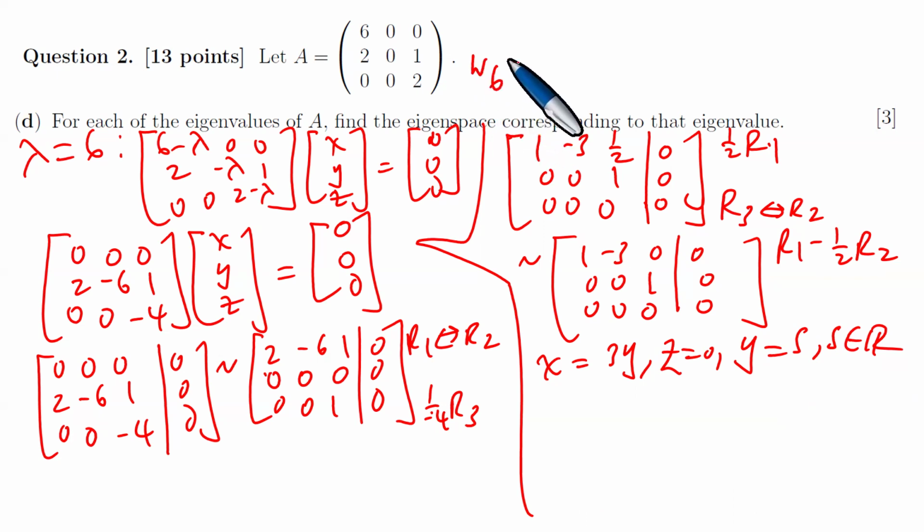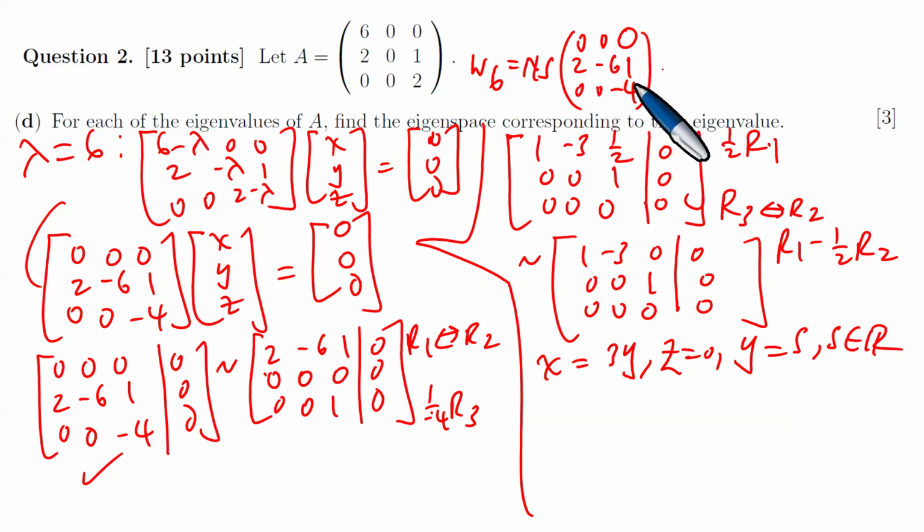So with this, we are quickly able to write down what we want, and then we write W6, which is the null space of this one here. So we take the null space of this matrix, which is 0, 0, 0, 2 minus 6, 1, 0, 0 minus 4. It is exactly this one here, and it is equivalent to the null space of this matrix. This one does not have fractions, so we can just take the numbers as they are.